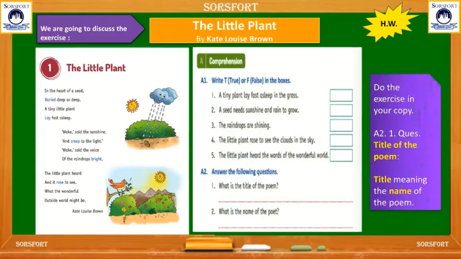So you have to complete your exercise in your copy. First one is true and false. You have to write down T for true and F for false in this box. Here there are two questions. What is the title of the poem? So what is the meaning of title? Title means the name of the poem. And the next one is the name of the poet.